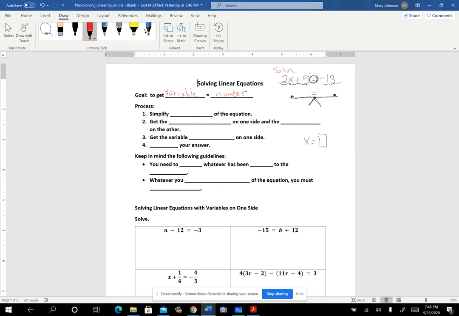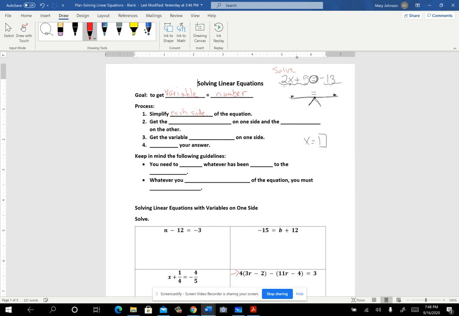All right, so here's what the process is going to be. Sometimes it's way more complicated than that. So you're first going to simplify each side of the equation separately. So take the expression on the left and get it as simple as possible. Take the expression on the right and do the same. Like take a look down here where you see the one that's got 4 times parentheses 3r minus 2 minus parentheses 11r minus 4. Get that simplified, okay?